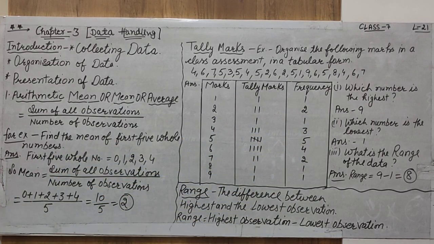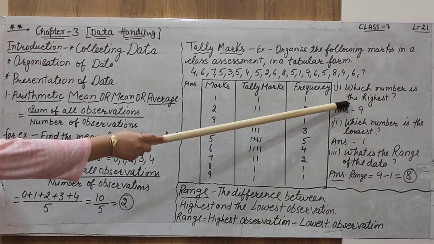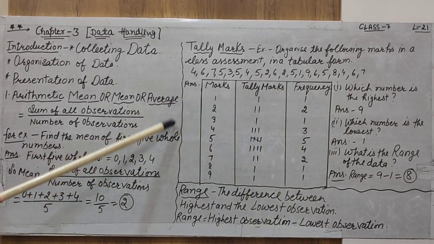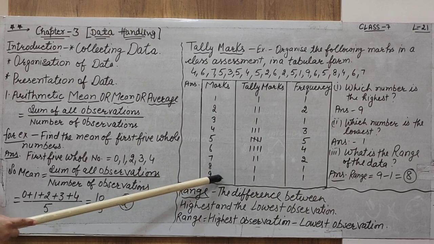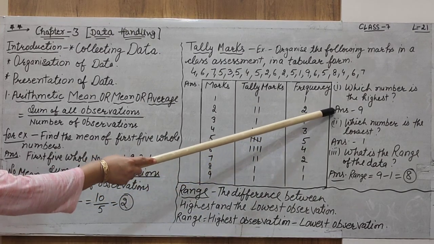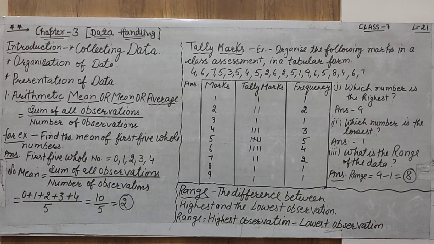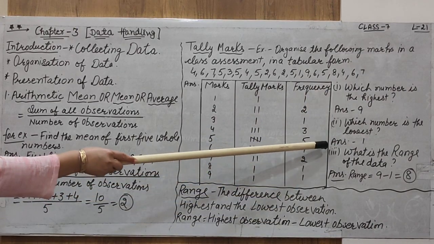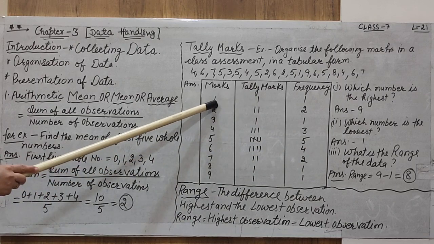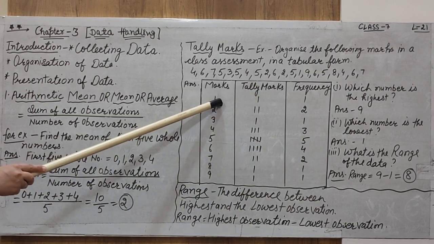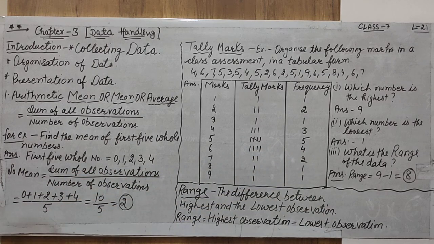Now, start with the first question. From these observations, which number is highest? 9 is the highest number. So, the answer is 9. Next, which number is the lowest? Which is the lowest number in these observations? 1 is the lowest. We have to start with 1 now. So, 1 is the lowest number.